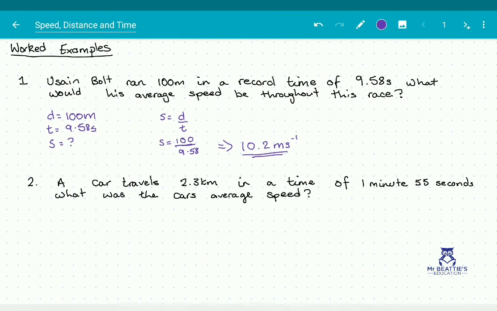Now, as I said, he ran it in a record time of 9.58 seconds, which means he has an average speed of his 100 meter going at 10.2 meters per second. But that's not the speed he was going at throughout the whole race, because he has to start from 0 and speed up. So he's actually a lot more impressive because he can run faster than that.